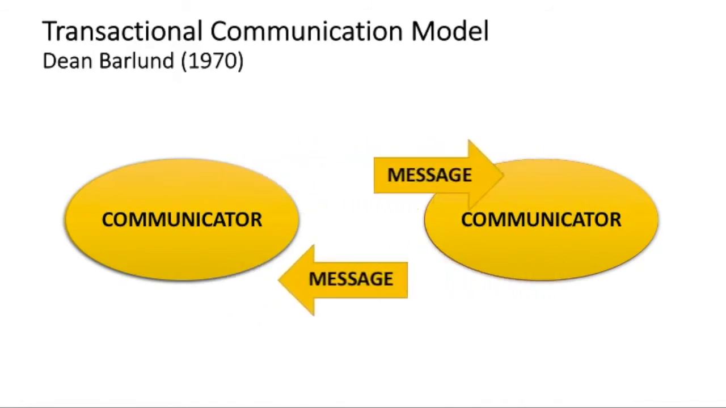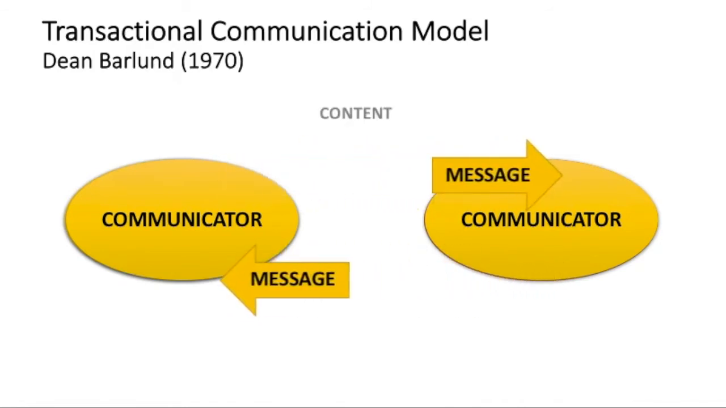Further, all of these messages have two dimensions: a content dimension and a relational dimension. The content dimension includes the information that is explicitly being discussed. The relational dimension refers to how the communicators feel about each other. So again, every message has both of these dimensions.